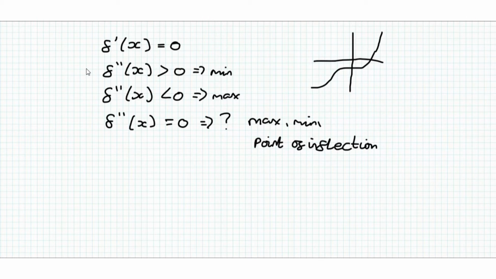What we'll do is an example where the second derivative is equal to 0. Because if the second derivative is equal to 0, this technique has failed in telling us what we want to know about the stationary point, so we have to investigate in a different way. So we'll get onto that now.